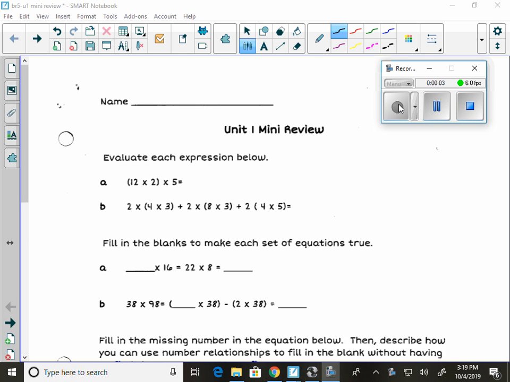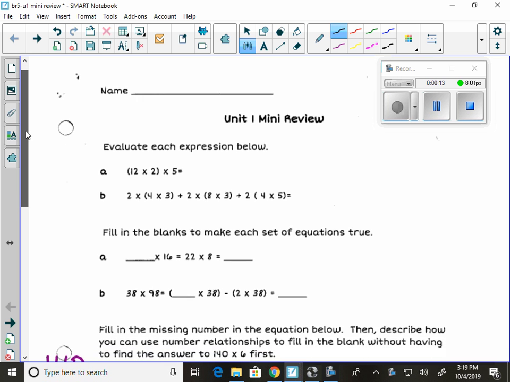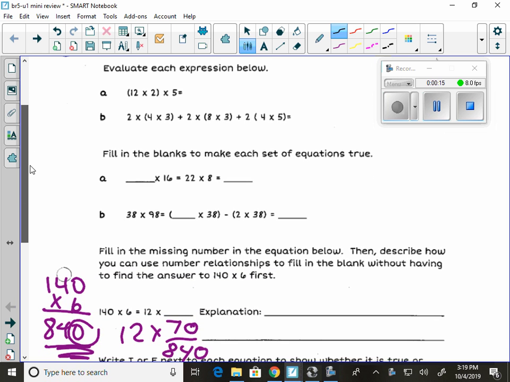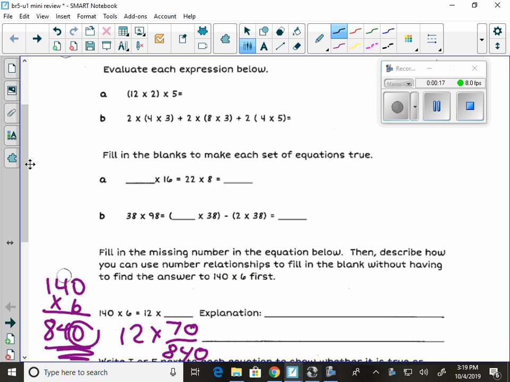This is Mr. Schaefer, and I am going to give you a mini review for the Unit 1 test. Use this to review one more time and make sure you're prepared for the material. So here we go. The first section here for the A and B is asking that you evaluate. Remember, that means solve. So you use the strategies we've talked about.